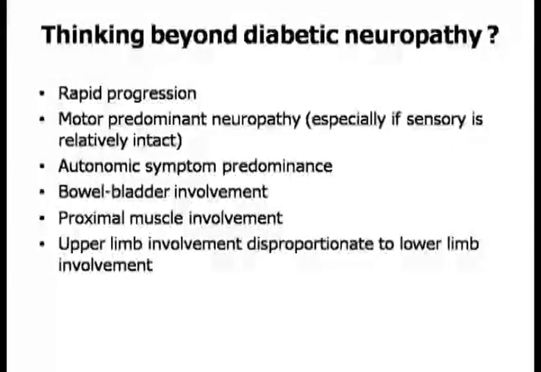So when do you think beyond diabetic neuropathy? Again, the same things, I'm repeating it again so that you go through the system because it should be more clear. Rapid progression of symptoms, motor predominant neuropathy, autonomic symptom predominance, very rarely seen without peripheral sensory neuropathy in diabetic patients, bowel bladder involvement, proximal muscle involvement, disproportionate upper limb involvement. These are all signs that you may be dealing with some other reasons.